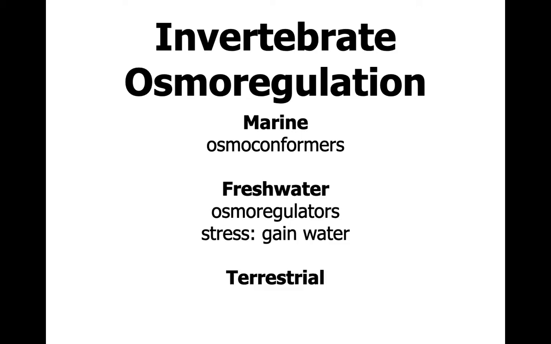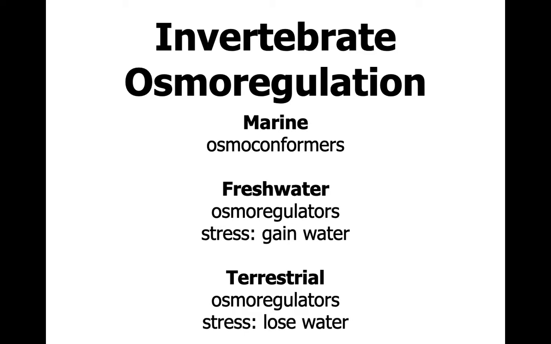that extra water. And then terrestrial invertebrates, most of them are osmoregulators, and their main stress is losing water, water evaporating from their bodies into the atmosphere around them.